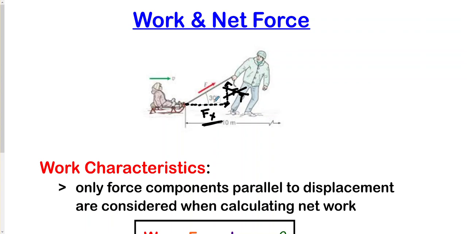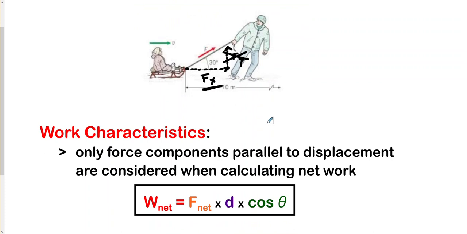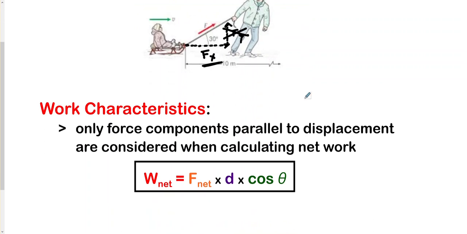And so really when we talk about work, we want to think of it as work is force times displacement, but we can think of it more specifically than that. Since only force components parallel to the displacement are considered when calculating net work. Just like in this picture, the vertical force is doing no work. It's not related to this displacement at all, so we don't care about it. So we can more accurately describe work by saying the force times the displacement times cosine of the angle.